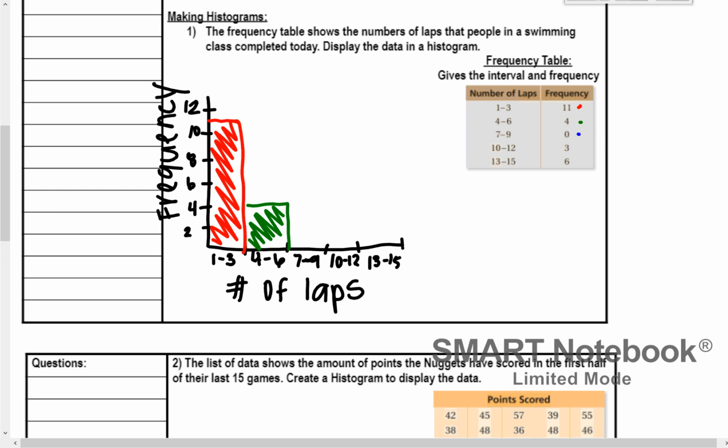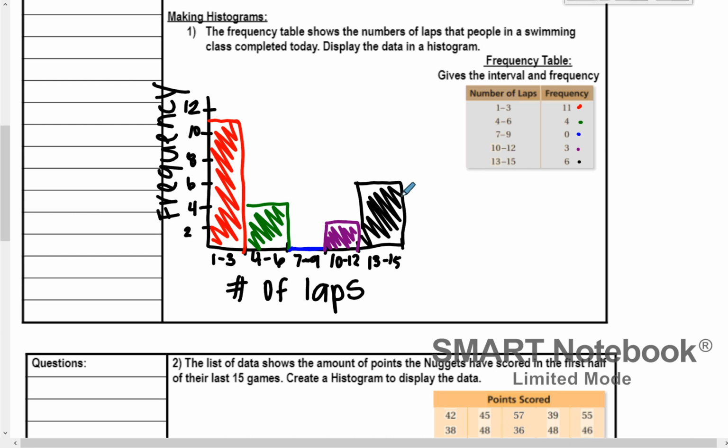Then we have 7 to 9 is 0. We do want to just draw a line down at the bottom to show that we didn't forget about that space. There's just none there. We don't want to bring it up at all. We just want to draw right on that axis that there are 0. All right, then we have 10 to 12. It's going to be in purple. There's 3 of them. Go up to where 3 would be, draw a line across, connect it down, shade it in. Last but not least, we have 13 to 15 is 6. Find 6, draw a line across, connect it down, shade it in.